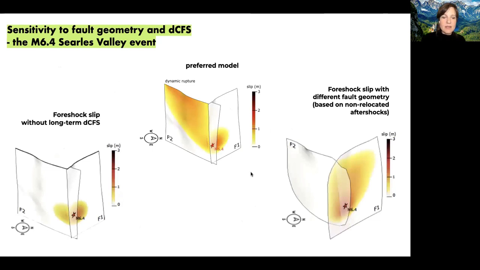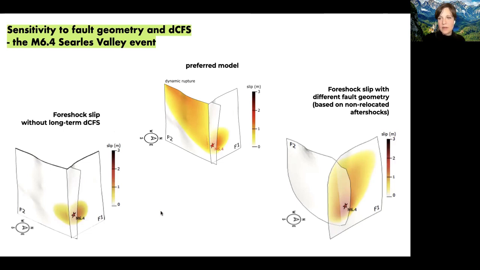This is a slide explaining the sensitivity of our model to initial assumptions such as fault geometry and the importance of including DCFS in this modeling. This is the preferred slip distribution of the M6.4 CS Valley event. If we would be modeling the same dynamic rupture scenario without accounting for the long-term DCFS change, we would see that we can nucleate rupture, but it would quickly die out, leading to a very small magnitude event and no surface rupture.